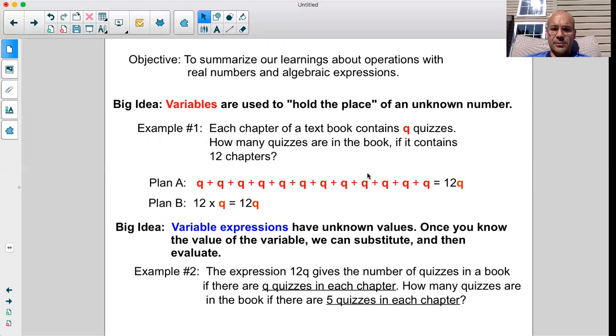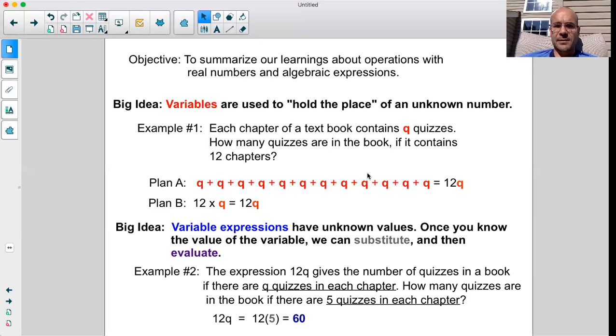So Q quizzes in each chapter, 5 quizzes in each chapter. Okay, that means that Q is 5. So where Q was in the original expression, 12 times Q, I substitute 12 times 5. So the 5 has been substituted in for the Q, and I evaluate, because now 12 times 5 is something I actually put a value on. So 2 big ideas there. Variables are used to hold the place of an unknown number, and then we can evaluate expressions once we've substituted in unknowns.